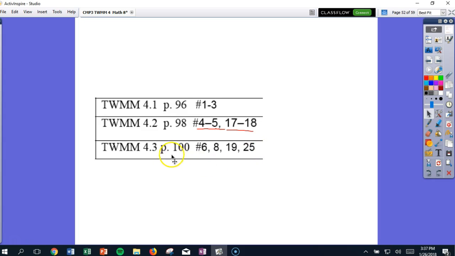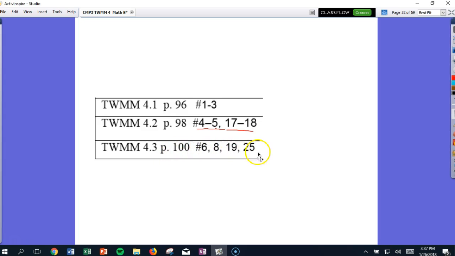Reminder again, our ACEs for 4.3 are 6, 8, 19, and 25. Hope that helps you begin to understand correlation coefficients and outliers. And if you have any questions, I look forward to answering them in class.